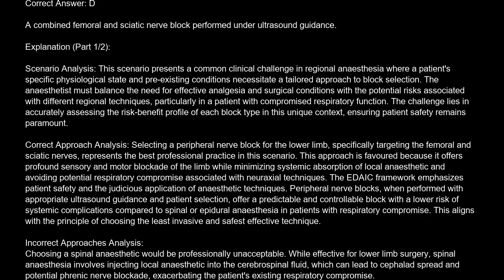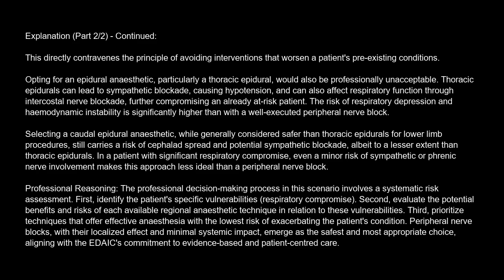Incorrect approaches analysis. Choosing a spinal anesthetic would be professionally unacceptable. While effective for lower limb surgery, spinal anesthesia involves injecting local anesthetic into the cerebrospinal fluid, which can lead to cephalad spread and potential phrenic nerve blockade, exacerbating the patient's existing respiratory compromise. This directly contravenes the principle of avoiding interventions that worsen a patient's pre-existing conditions.